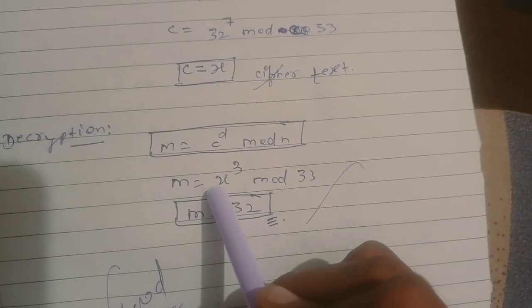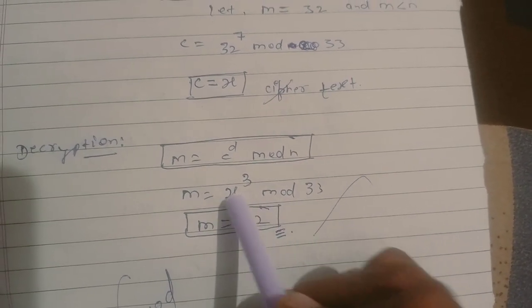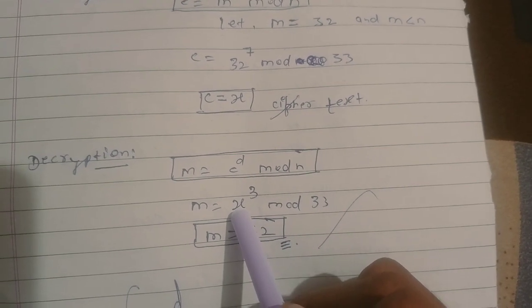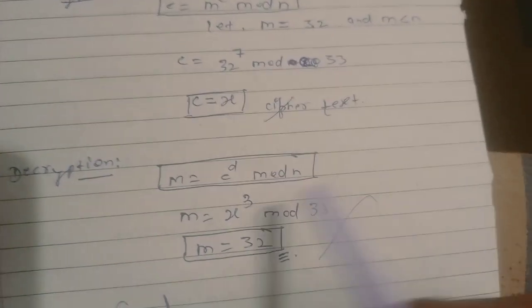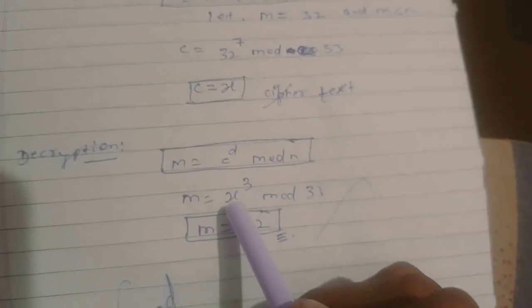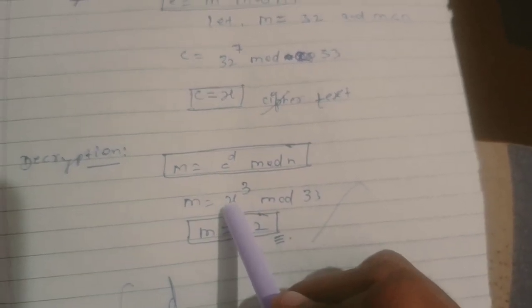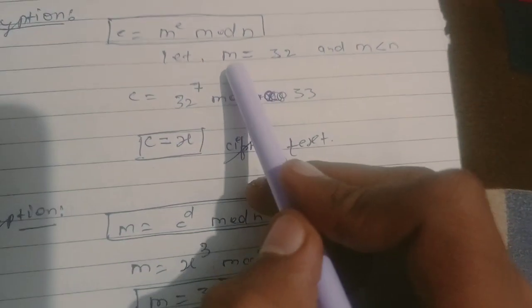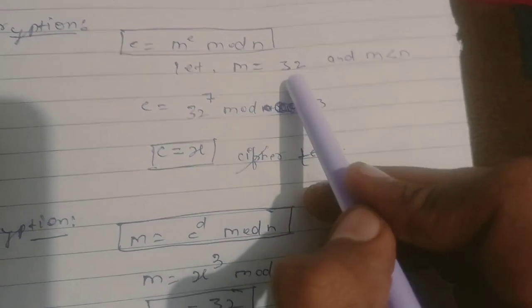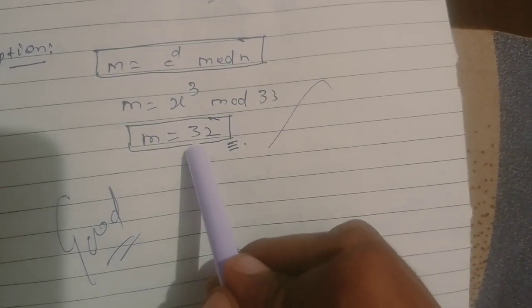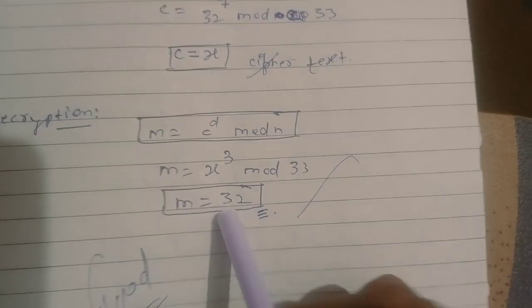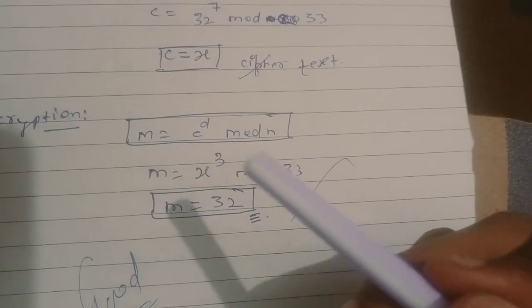So we know that the ciphertext value is x. Now when we decrypt the ciphertext, the original message comes back. So we get the original message m equal to 32. So here 32 comes. This is the whole process of solving a problem on the RSA algorithm.